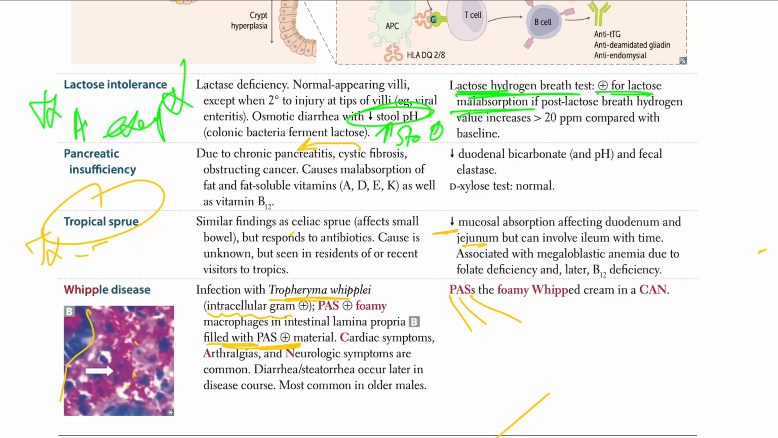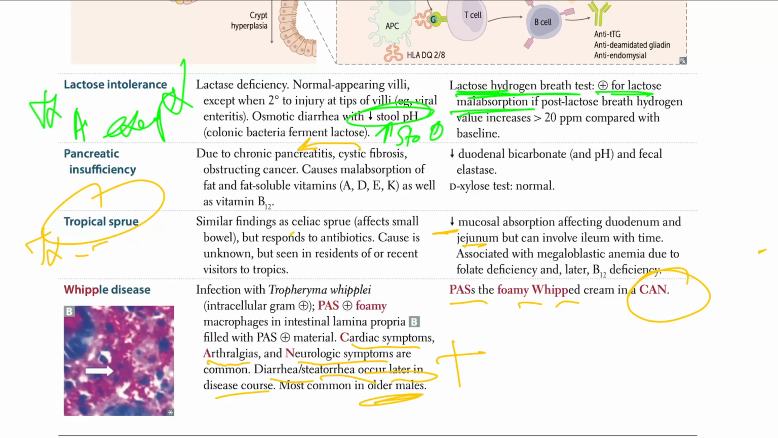Cardiac symptoms, very important. So in Whipple, you don't just have diarrhea. You have some other features too. So PAS, the foamy macrophages. So you have this diarrhea, but with that, you have cardiac symptoms, arthralgias, and neurological symptoms. On top of all of this, you also have diarrhea and steatorrhea, which can come later in the course. It is seen in older males.